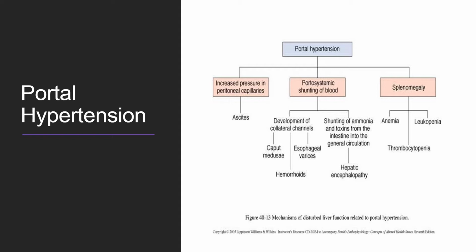Also, with the shunting of blood, you have a shunting of ammonia and toxins from the intestine into the general circulation. And so remember we spoke that ammonia is caused by the breakdown of proteins in the digestive tract. So as the ammonia is produced and gets into the general circulation, that will cause the hepatic encephalopathy.